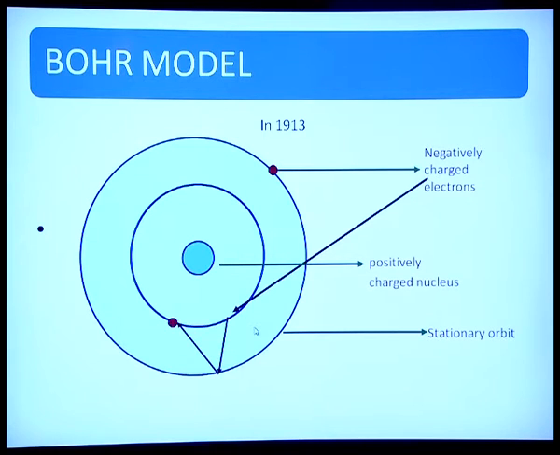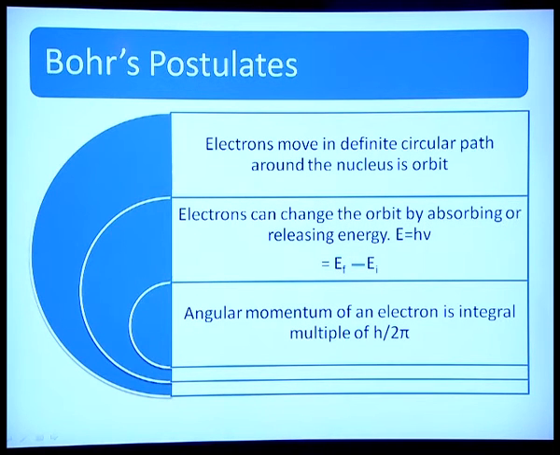You can see here also. This Bohr's model is based upon the postulates which are known as Bohr's postulates. Electrons move in a definite circular path around the nucleus, called an orbit. Electrons can change the orbit by absorbing or releasing energy. ΔE is equal to hν, that is E_F minus E_I, where E_F is the final energy and E_I is the initial energy. Angular momentum of an electron is always an integral multiple of h upon 2π.